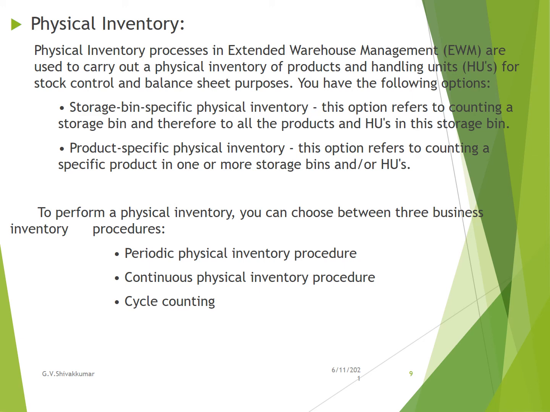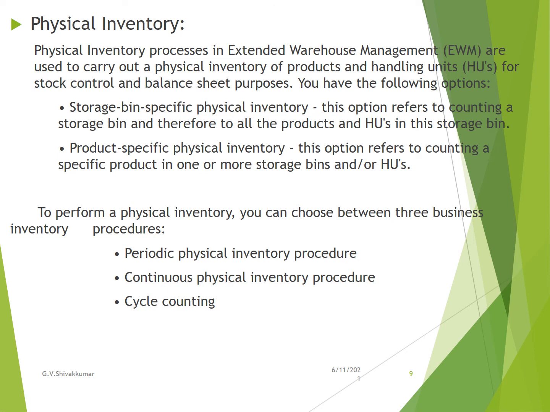You have the following options: storage bin specific physical inventory. This option refers to counting a storage bin and therefore all the products and HUs in the storage bin. That is the first option, storage bin specific physical inventory. Next one is product specific physical inventory. In this option, you count a specific product in one or more storage bins or HUs.